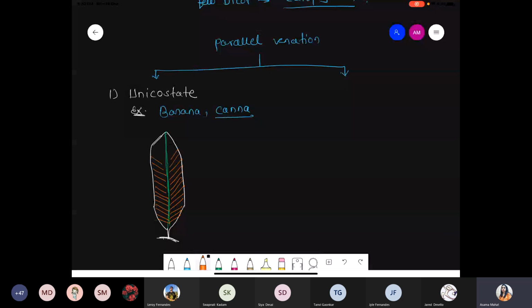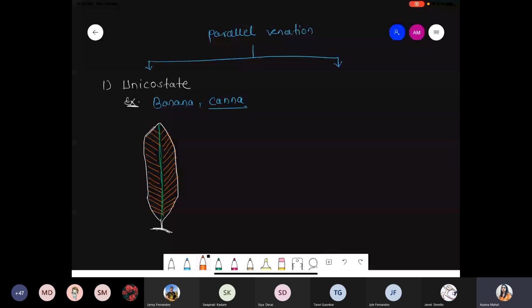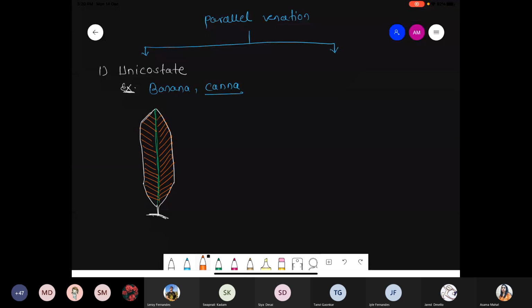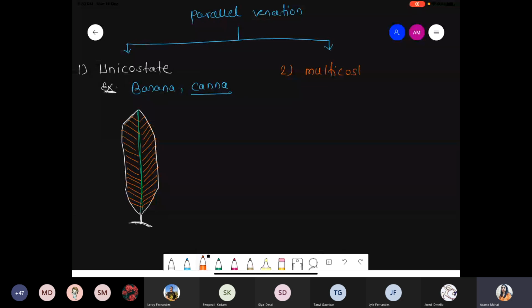Right? Single unicostate condition, single midrib is present, but the arrangement of the veins is parallel to each other. Similarly, we are talking about the second type, that is multicostate. You know very well, multicostate, that is multiple veins are present, means multiple midribs, main veins are present. That's what is called multicostate. And again, this multicostate divides into two types, convergent and divergent. Meaning same.